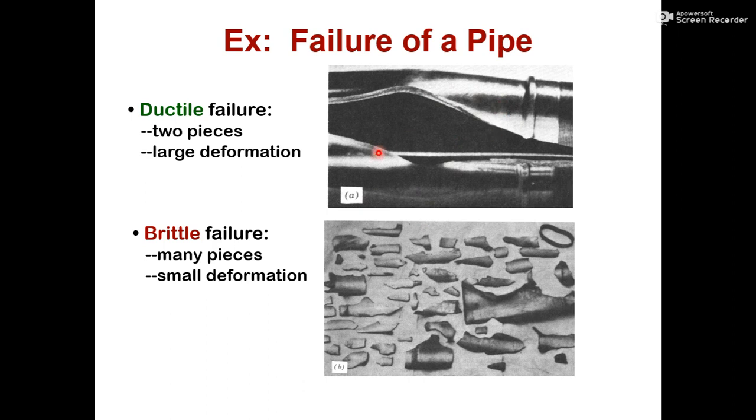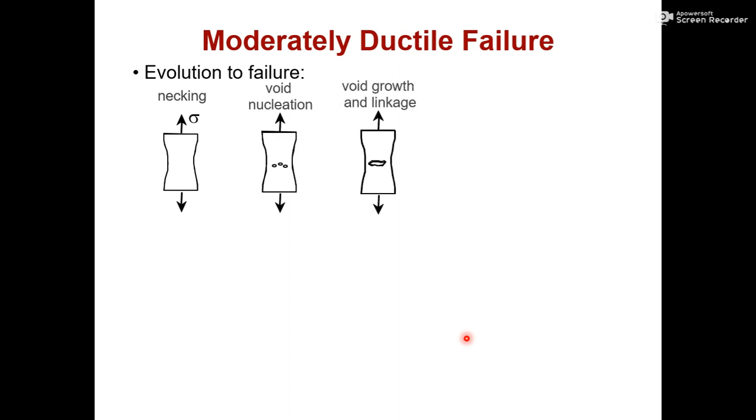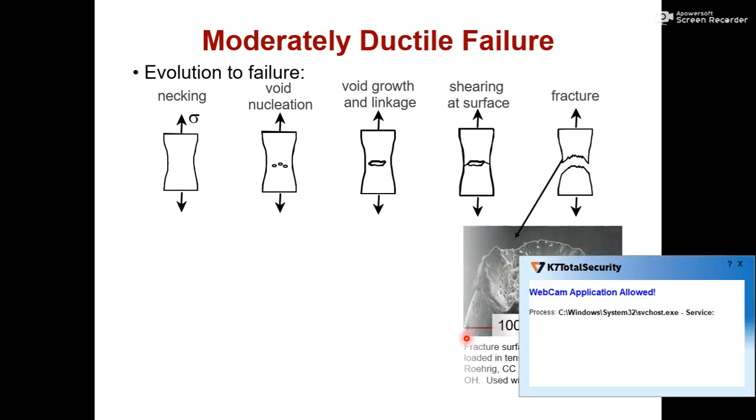So you can see the failure of a pipe for the ductile failure as well as a brittle failure. In ductile failure, it will give a crack and propagate, and it will open and stay there. For the brittle fracture it will be blasted out into a number of pieces. You can see the difference between ductile and brittle fracture. Initially in the ductile failure we have necking, then void creation, then void growth and leakages, shearing at the surface, and the fracture will occur.